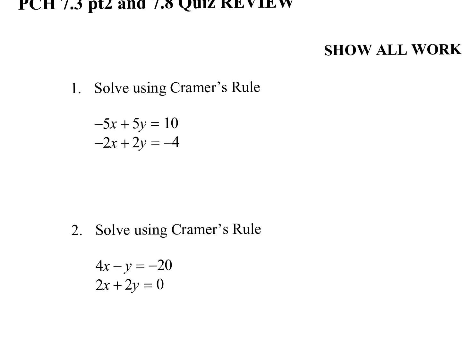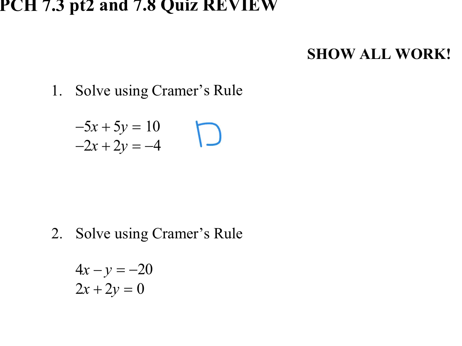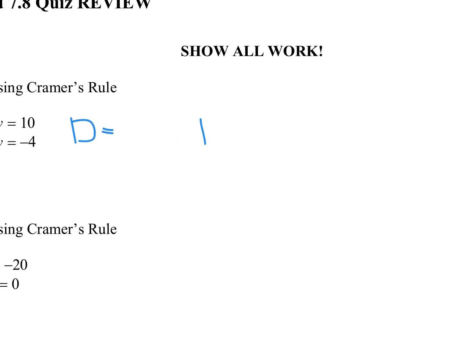How do you solve using Cramer's rule? What do you have to find? What do you find first? The determinant. You got to find the determinant, whatever the determinant value is of the coefficients. Then you have to find the D sub x. Then you have to find the D sub y. Okay, so how do we do that?